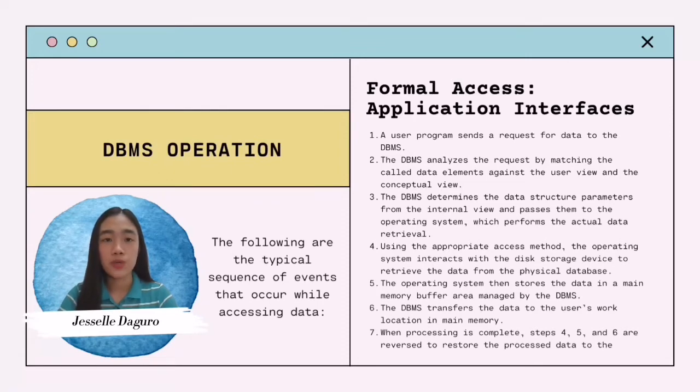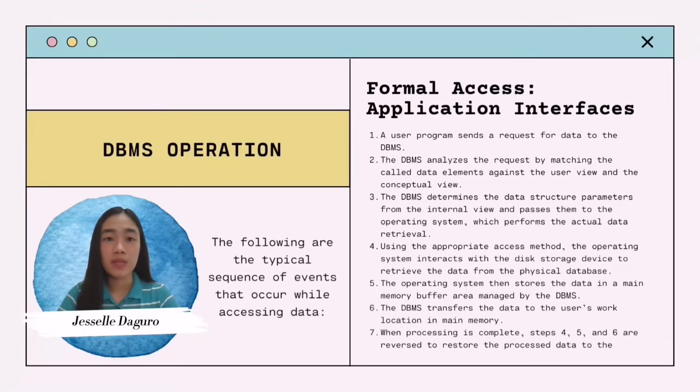First, a user program sends a request for data to the database management system. The requests are written in a special data manipulation language that is embedded in the user program. Second, the database management system analyzes the request by matching the called data elements against the user view and the conceptual view. Note that if the data request matches, then it is authorized and processing proceeds to step 3. But if it does not match the views, then the access is denied.